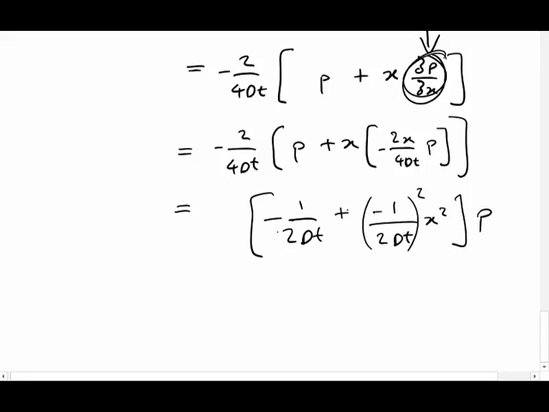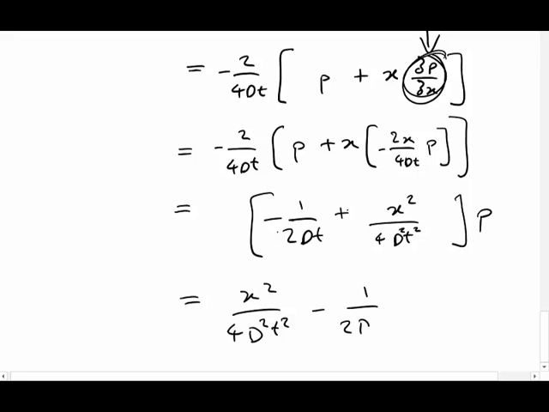So let's try and square this thing out now. What's minus 1 squared? That's going to become 1. Okay, so I'm squaring this thing out. Then the bottom, this 2 is going to go to 4, this d is going to go to d squared, and this t is going to go to t squared. So effectively what I end up with is this thing here, x squared. Let me just write it around the other way to make it look a little bit neater. x squared over 4 d squared t squared, minus 1 over 2 dt. Okay, and that's all multiplied by p.